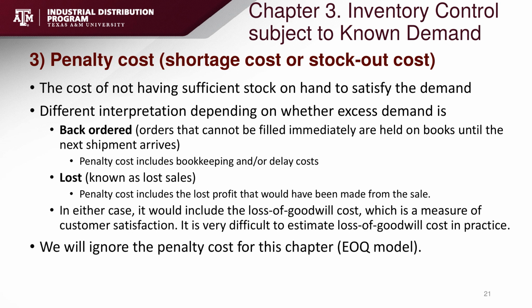Finally, we have penalty cost. This happens when you can't satisfy demand. If it's back ordered, the customer waits and you pay for bookkeeping. If it's a lost sale, you lose the profit. Either way, you face a loss of goodwill cost, which measures customer satisfaction. Now, since demand is known and constant in this chapter, we can plan perfectly, so we're actually going to ignore penalty cost for the EOQ model we're about to study.